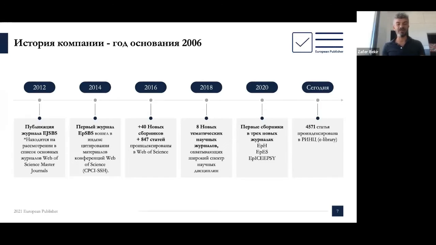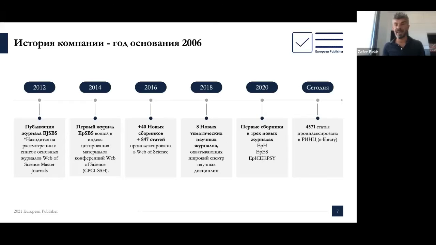In 2014, EpSBS, European Proceedings of Social and Behavioral Sciences, first volume came out, and it had been indexed in Web of Science Conference Proceedings Citation Index with its first volume. In 2016, after 2 years, we had more than 40 volumes and 847 articles. They were indexed in Web of Science Conference Proceedings Citation Index.